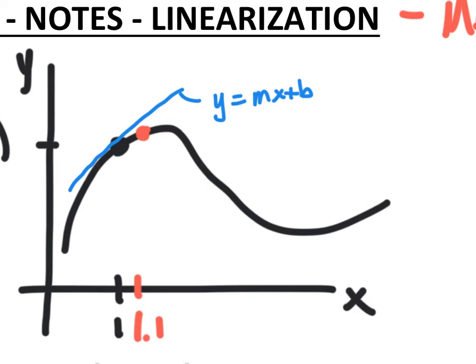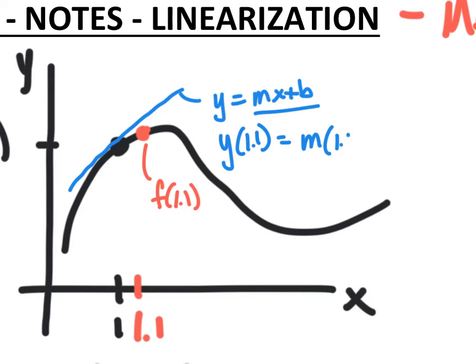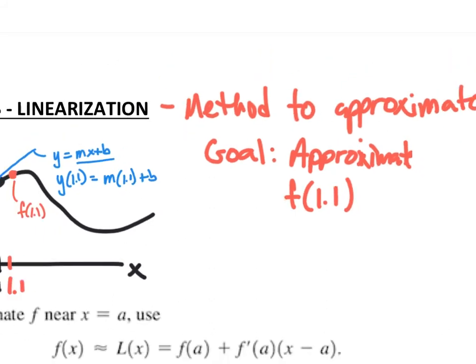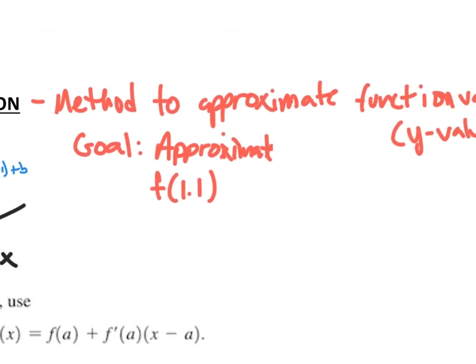So the idea of a linear approximation is, instead of actually calculating the y value of f of 1.1 by plugging 1.1 into my function, we can get a reasonable approximation if I plug 1.1 into our tangent line at 1. So that's our slope m times 1.1 plus b. This is a method to approximate function values.